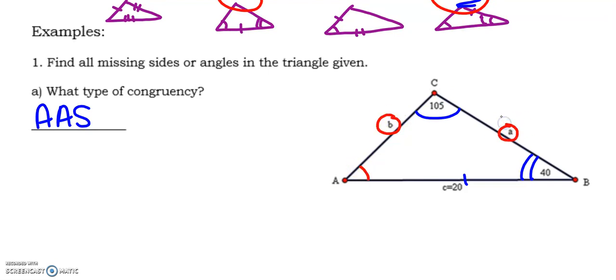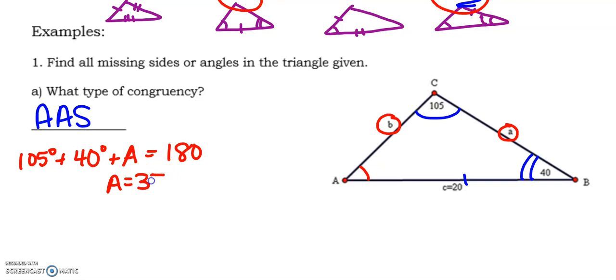and side A. Well, hopefully you look at this and you say, I remember there's 180 degrees in a triangle, which means that 105 degrees plus 40 degrees plus angle A has to be equal to 180. Well, thinking about that for solving for angle A, hopefully you got that angle A is going to be 35 degrees. So I got that part filled in.